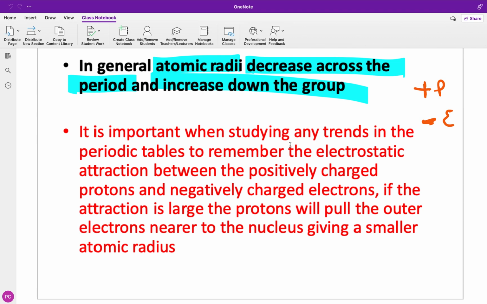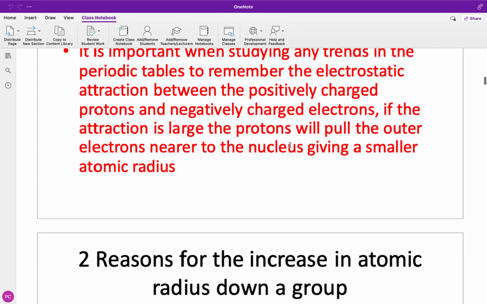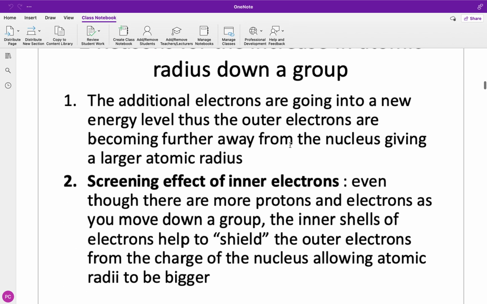And if you imagine the electrons are pulled closer to the protons, which are in the nucleus, then the atomic radius is going to get smaller. So that's really the reason that atomic radius decreases across the period and then increases down the group.